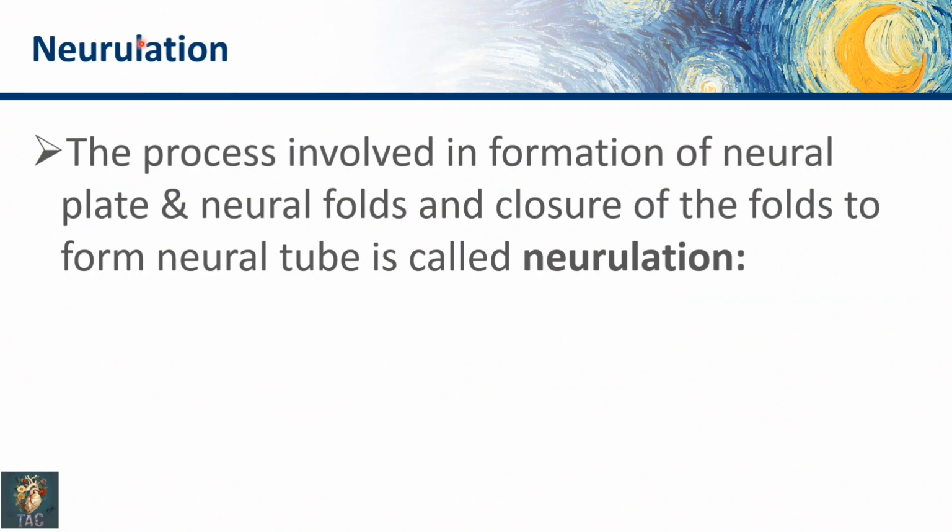So what is the process of neurulation? The process involved in formation of the neural plate, then neural folds and closure of the folds to form the neural tube is called neurulation. So this is the definition. You must memorize this definition, that it is formation of first the neural plate, then neural fold formation, and when these folds close and form a closed tube called the neural tube, the process is complete and it is called neurulation.